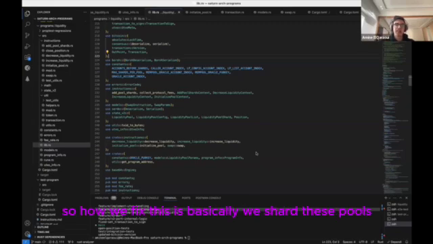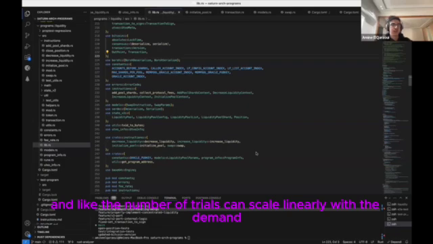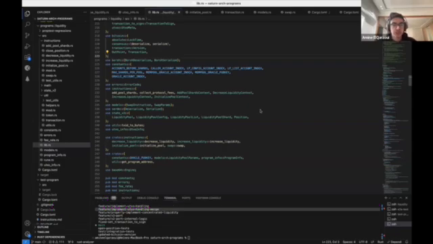So how we fix this is we shard these pools, and each person trades against these shards, and the number of shards can scale linearly with the demand. And this gives you a big edge over all other competitors in the market, by the way.